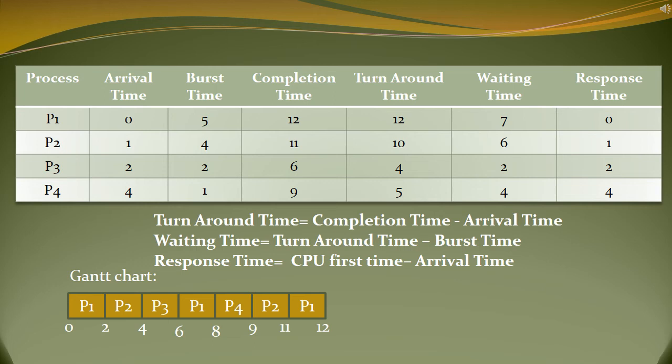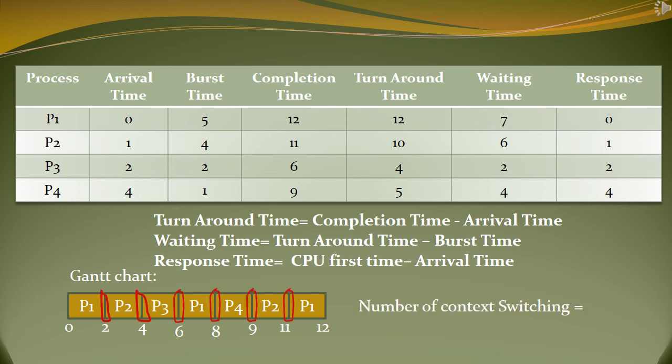And for process P3, it has got its CPU for the first time at time 4 and its arrival time is 2. So 4 minus 2 equal to 2 will be its response time. And the process P4 got the CPU for the first time at time 8 and its arrival time is 4. So the response time for the process P4 is 8 minus 4 equal to 4.